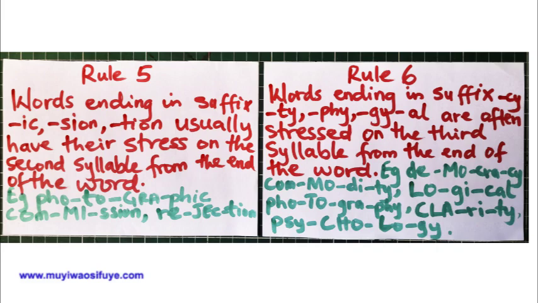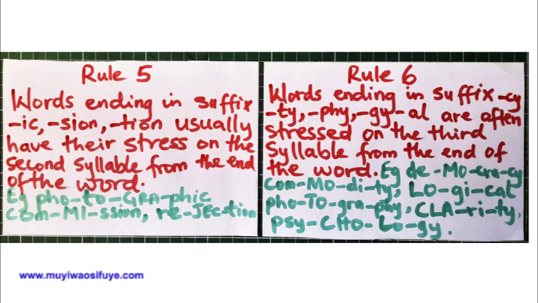Now we have 3 examples there: photographic, commission, and rejection. The first word there has 4 syllables. Photographic. Of course, the primary stress is on gra, because that's the loudest when you pronounce the word photographic. And then the next one is commission. The stress is on the mi. That's where you have the loudest sound.